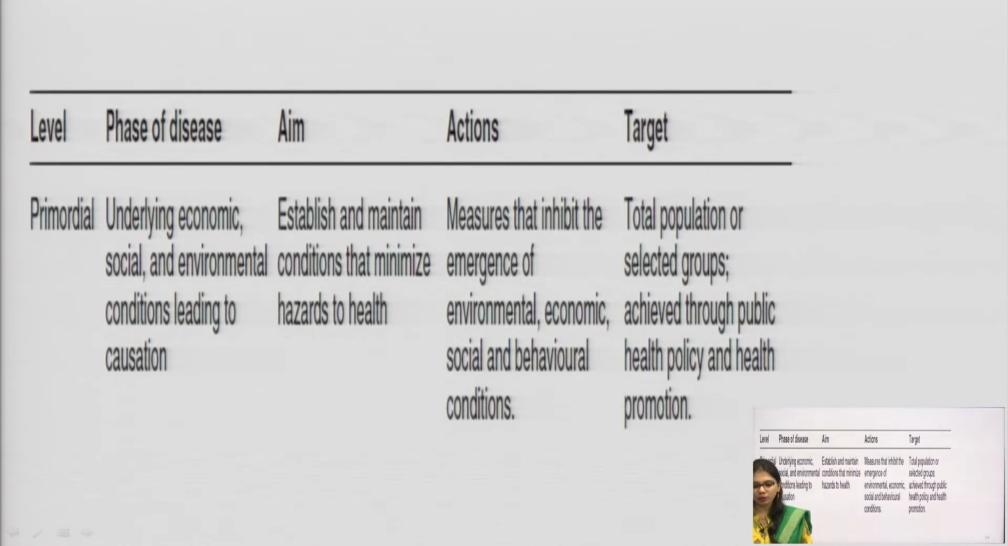And here the target is the total population or selected groups, achieved through public health policies and health promotion. Means if we are targeting a total population or a selected group of people, suppose we have to make a trial on a particular disease, first of all we have to trial that particular drug on a small group of population, then we see whether this disease can be prevented, or we can examine our data and results to see that it is fit for this particular disease. So this is the target, the total population or selected groups, achieved through public health policies and health promotion.